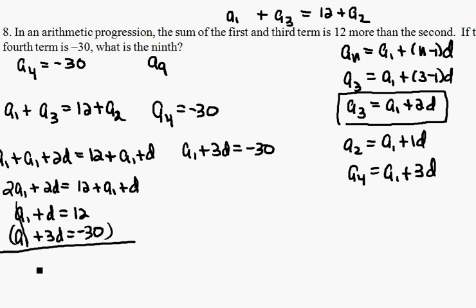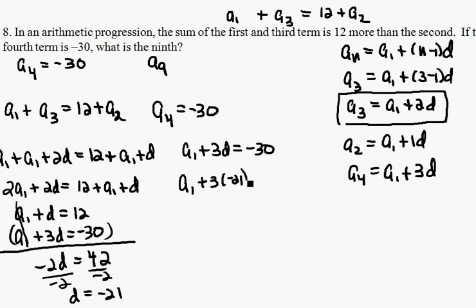D minus 3d is negative 2d. 12 minus a negative 30 is positive 42. Dividing by negative 2, I get d equals negative 21. So I know d is negative 21. I now can figure out what the first term is equal to. Well, I can use this equation right here, just plugging in negative 21 for d. So I get a1 plus 3 times negative 21 equals negative 30.